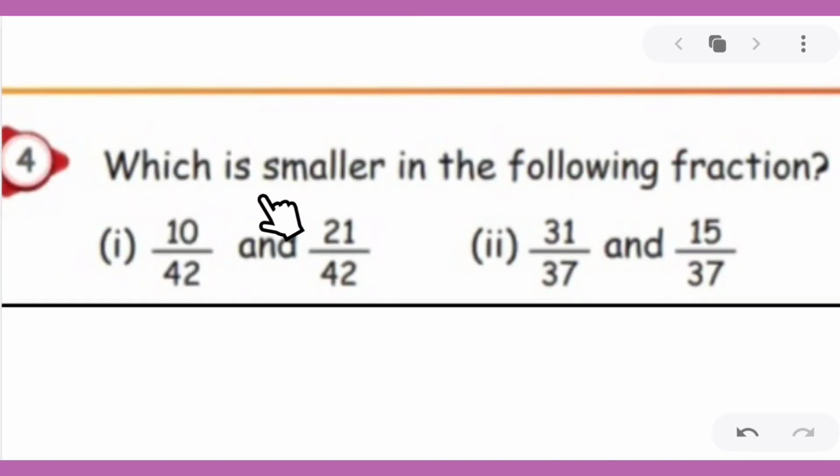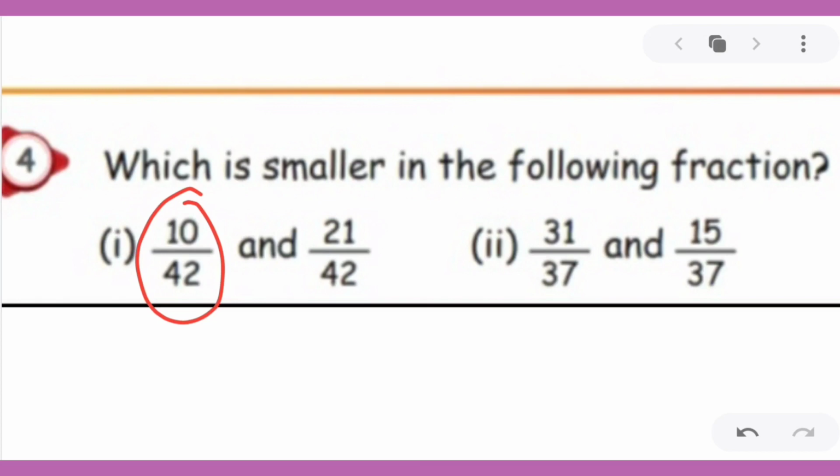Fourth question, which is smaller in the following fractions? So we have to find the smaller value. First question, 10 divided by 42 and 21 divided by 42. See, the denominator values are the same, so we have to compare the numerator values. 10 and 21 are given. We find the smaller value, so the answer is 10 divided by 42. Compare 10 and 21, 10 is the smaller value.